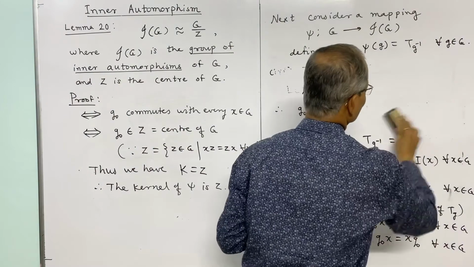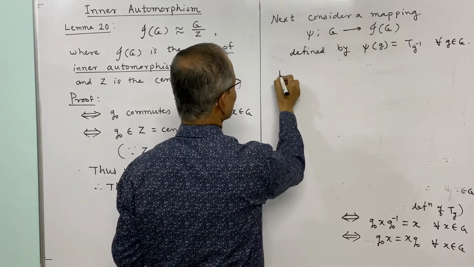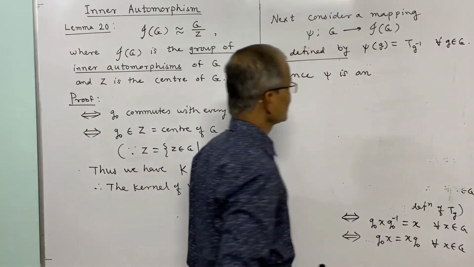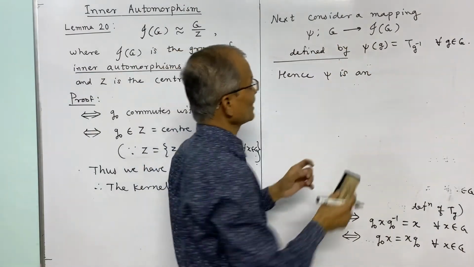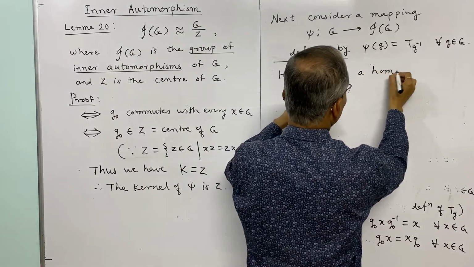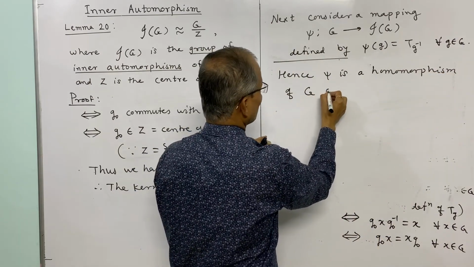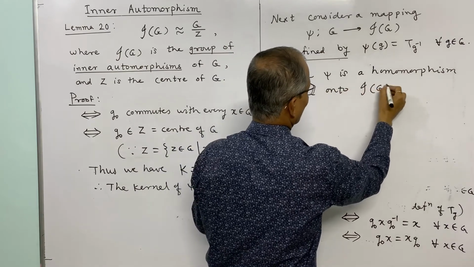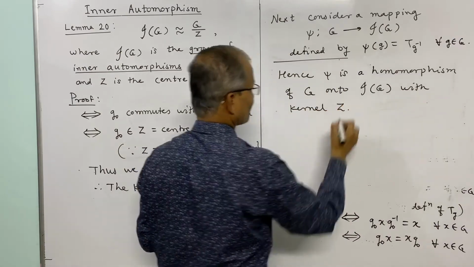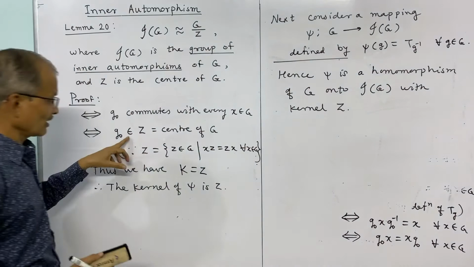So hence psi is an onto homomorphism of G onto IG, or we shall write like this: psi is a homomorphism of G onto IG with kernel Z. These we have proved in the earlier part. Homomorphism onto we have proved, and now we have proved the kernel is Z.